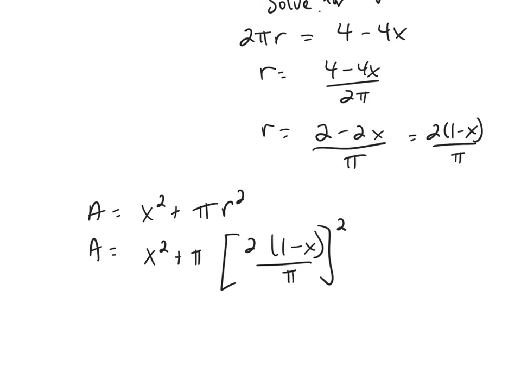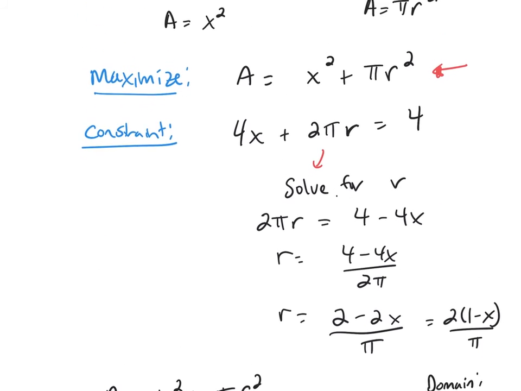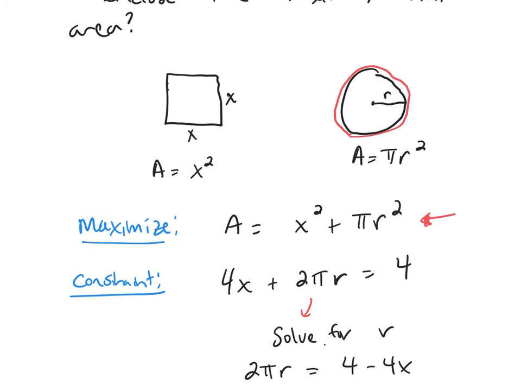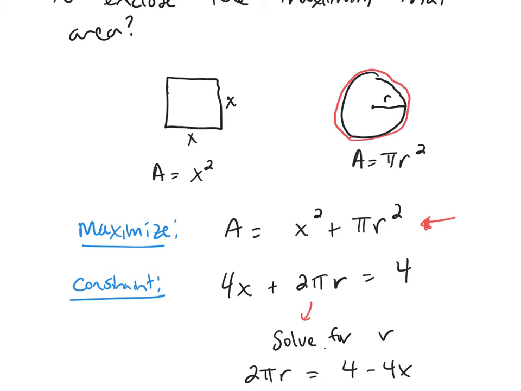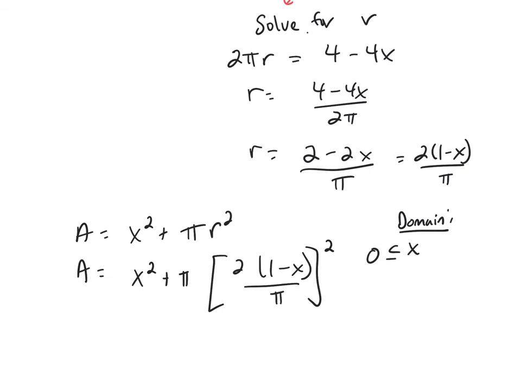And here, let's talk about our domain real quick. The smallest x can be is 0. And what's the largest? Well, if you look back, I had 4 feet of wire in total, which means the largest x could be is 1. I used the entire wire on the square, so the largest x could be is 1.